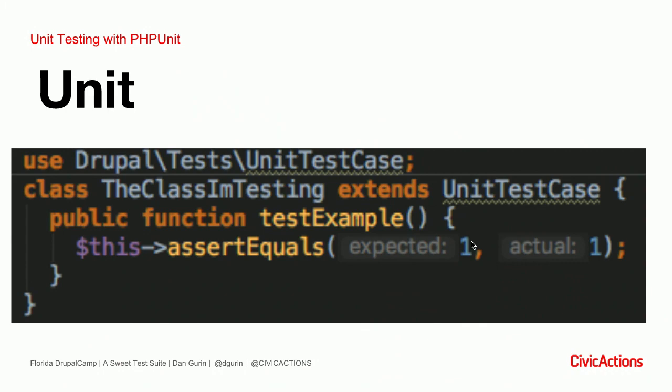So this is an example of a unit test case, just pretty simple. We see that we are extending the unit test case, and we're starting our function name with test. That tells PHPUnit this is a test. And then we have an assertion here, and it's basically testing that 1 equals 1. So hopefully this returns true.